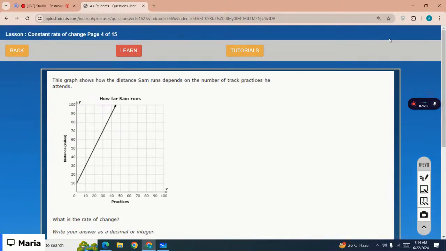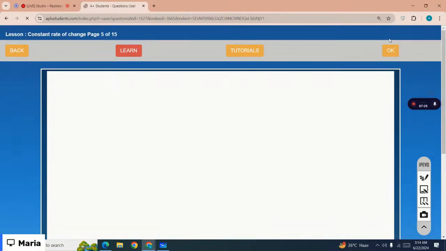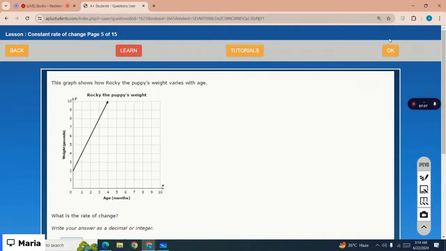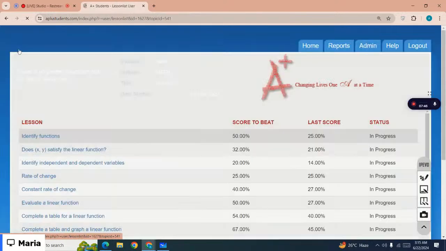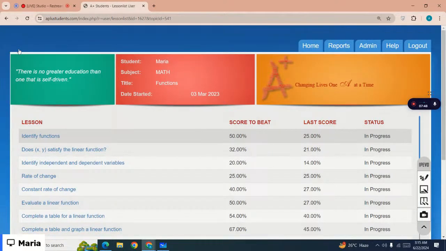Okay, you can complete the lesson by yourself later today. Let me just move on to the next lesson. The next lesson is evaluate a linear function. So let's just start with the lesson.